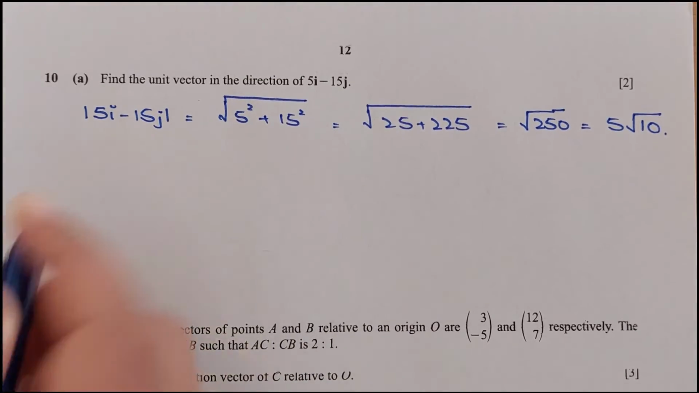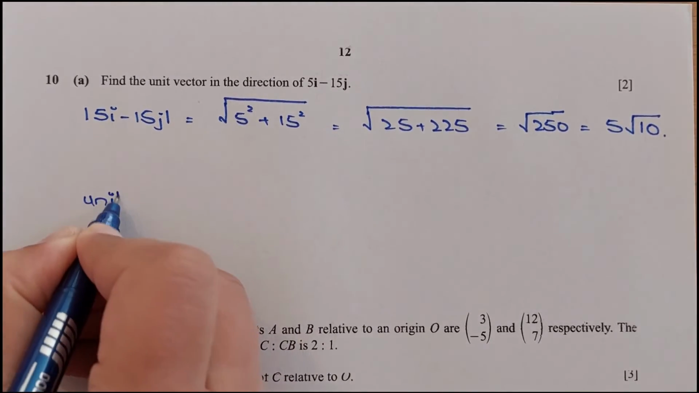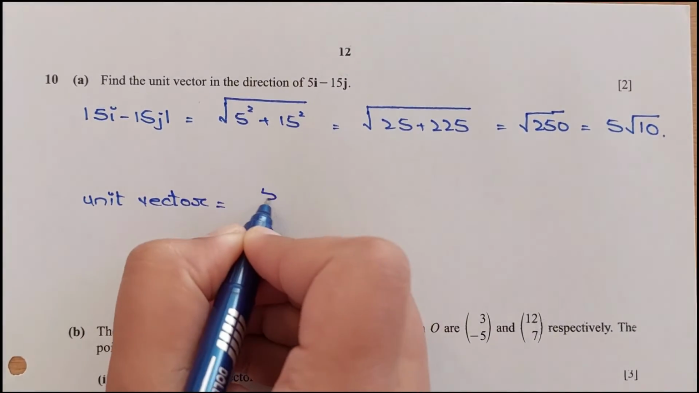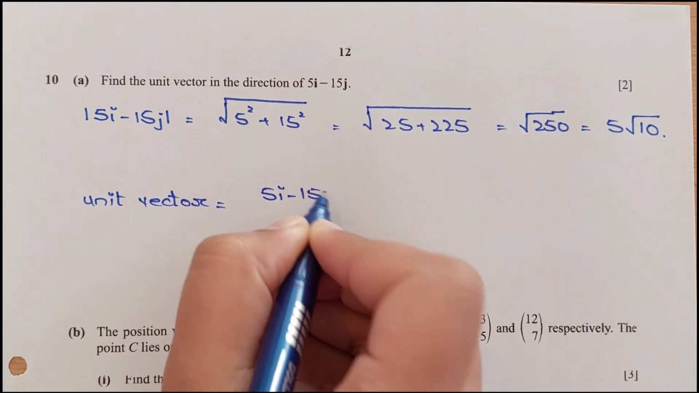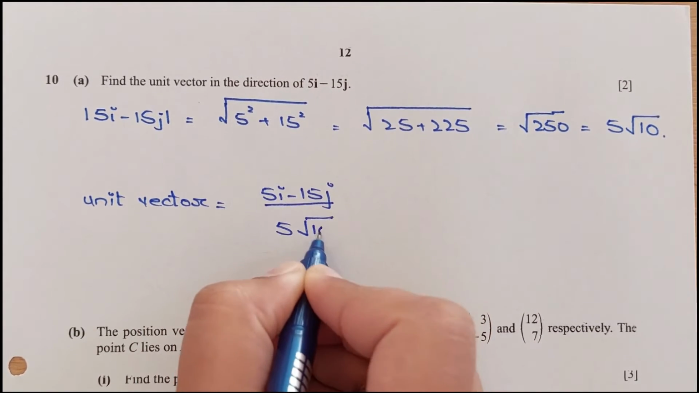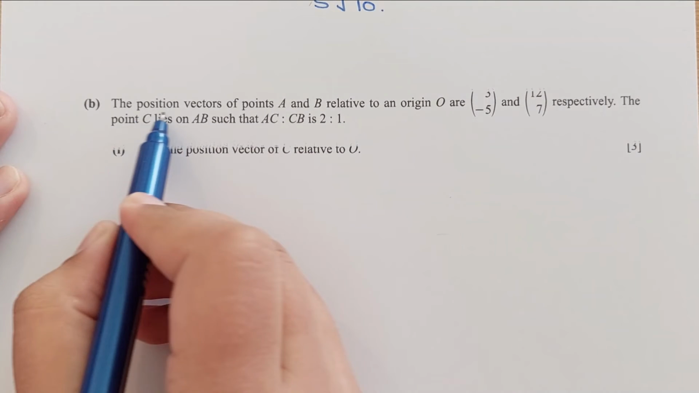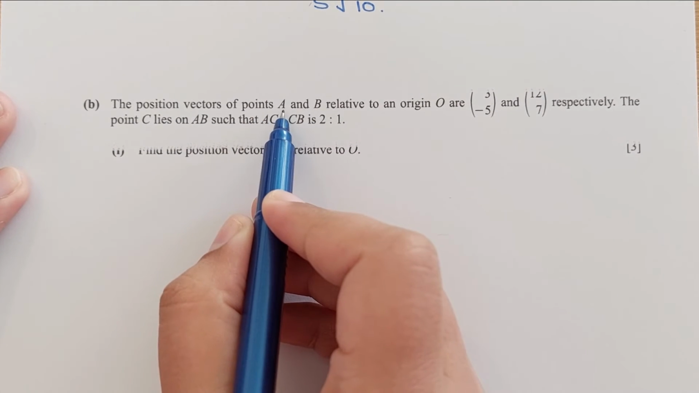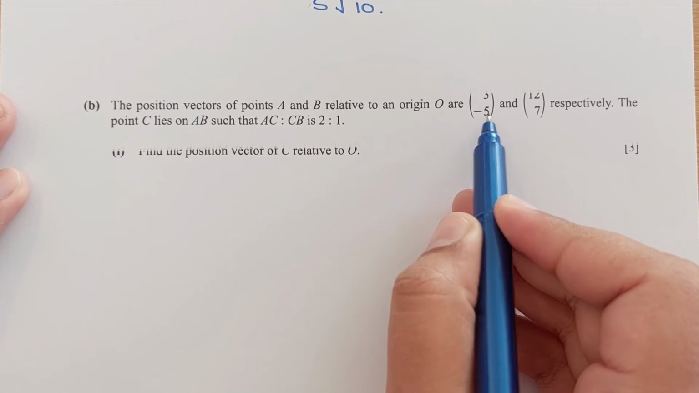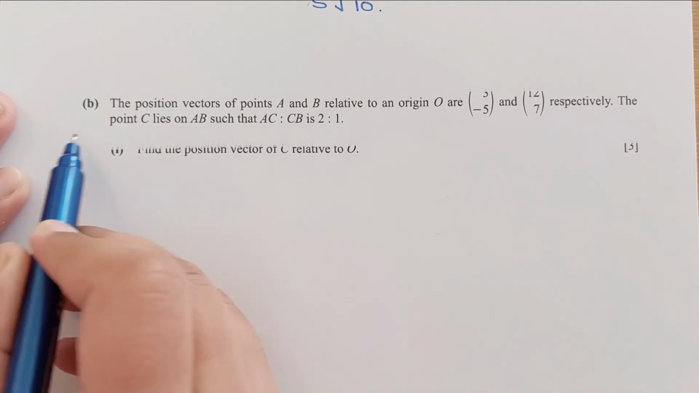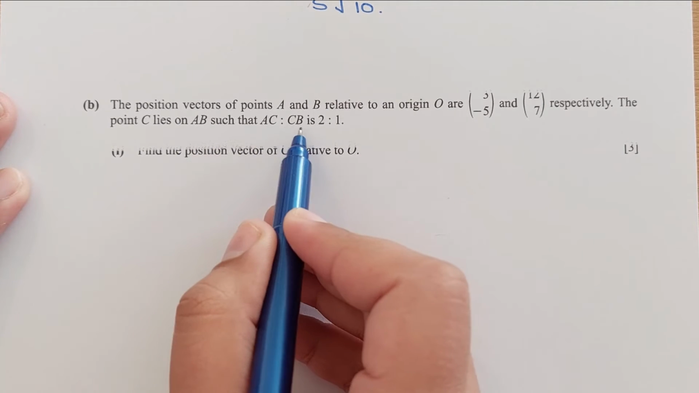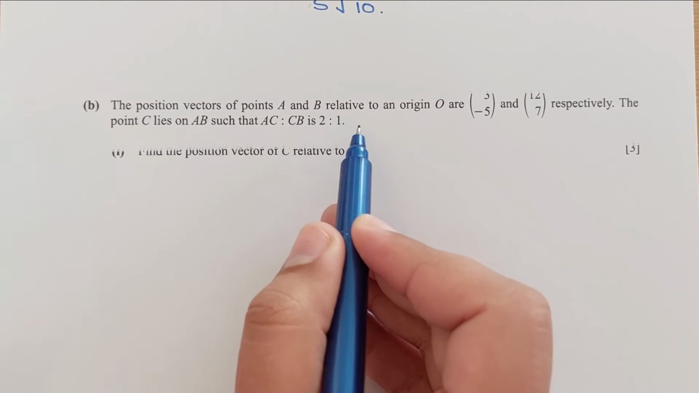Right. Now we can say the unit vector is the vector, that is 5i minus 15j, divided by its magnitude, that is 5 square root of 10. Now for part B, the position vectors of points A and B relative to an origin are (3, minus 5) and (12, 7) respectively. The point C lies on AB such that AC to CB is in the ratio 2 to 1.